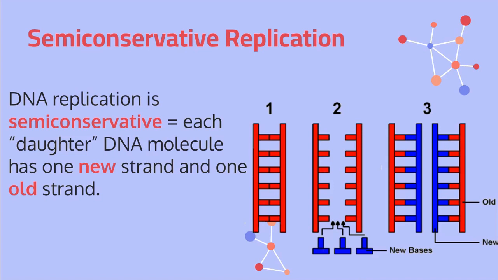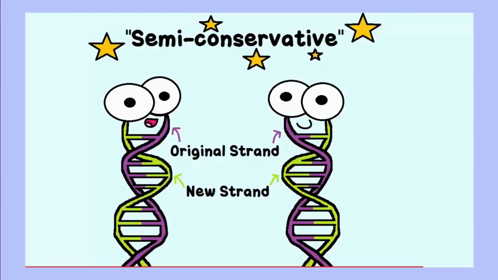This process is called semi-conservative replication. This means that each new daughter DNA molecule has one new strand and one old strand. Being semi-conservative, you save part of it. We don't want to just make an error by writing it down wrong. By adding in bases to an already existing side of the DNA molecule, we're more certain that this will be an actual exact duplicate.